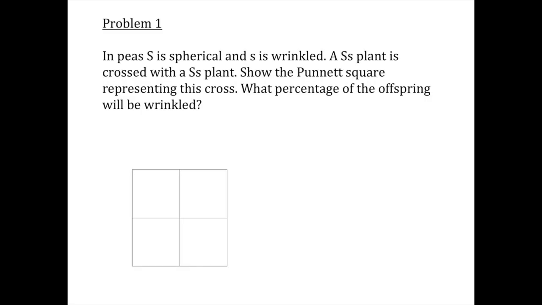So for example, let's say that there's a genetics problem where I tell you that in the pea plant, capital S, the dominant, is spherical, the shape of the peas, and lowercase s, the recessive, is wrinkled. And then I tell you a heterozygous plant, that's big S, little s, is crossed with another heterozygous plant, big S, little s. And I ask you to show the Punnett square representing the cross, and ask you what percentage of the offspring, the kids from that cross, will be wrinkled.